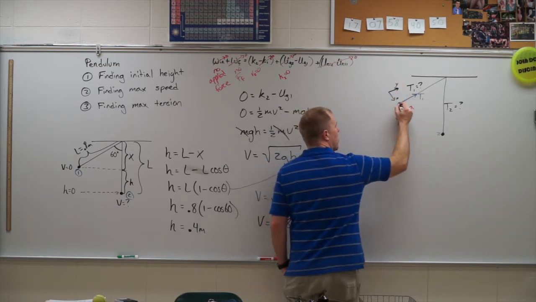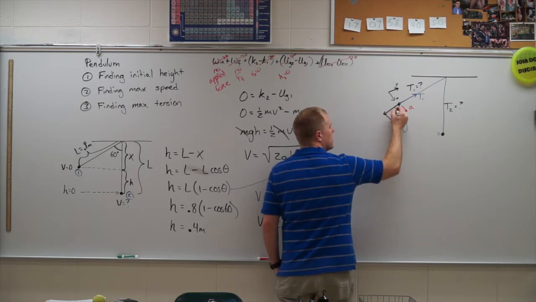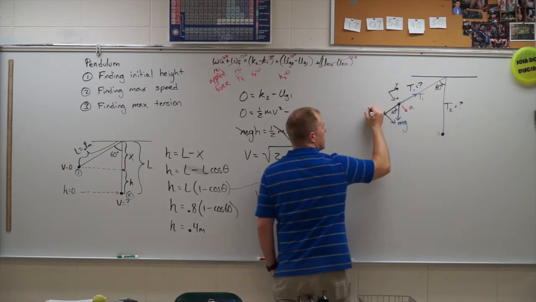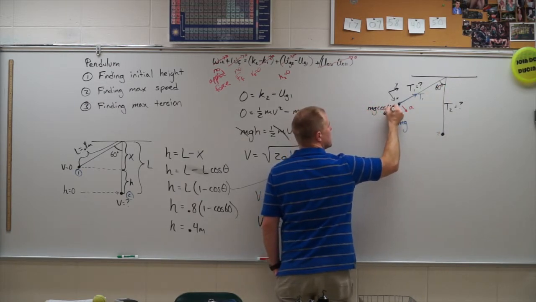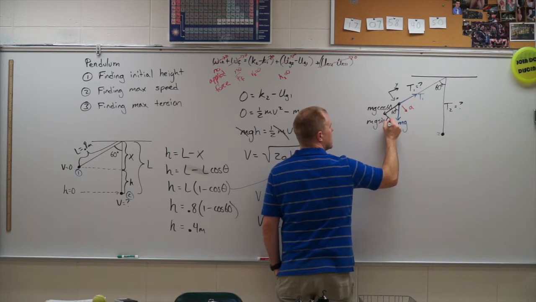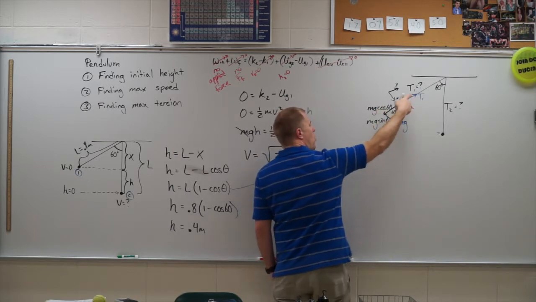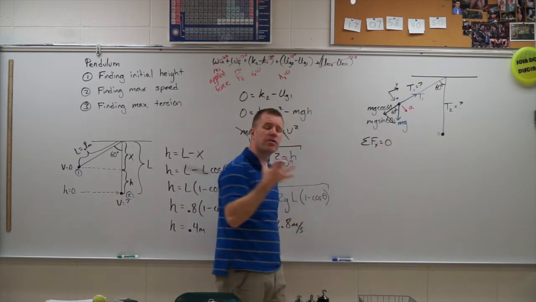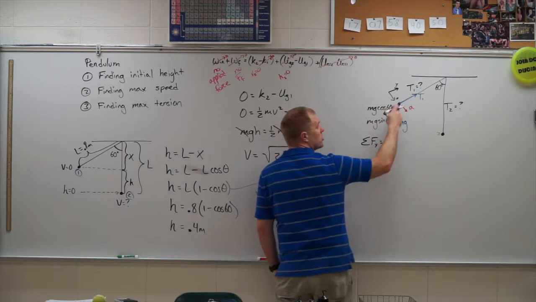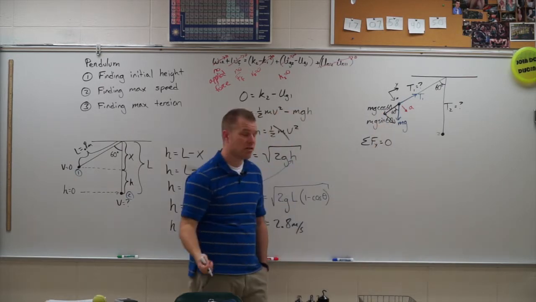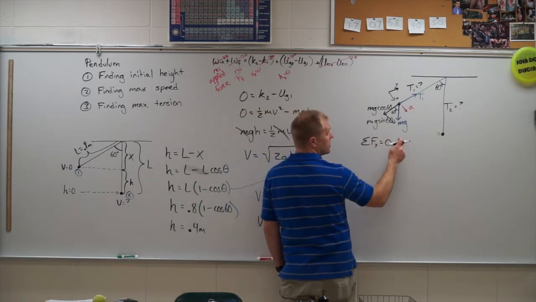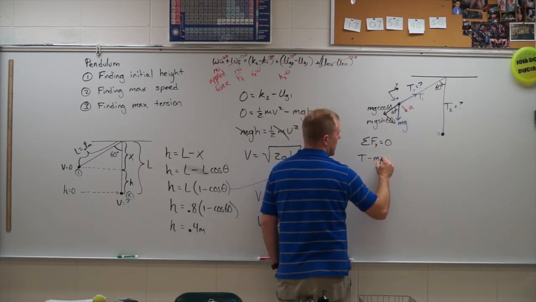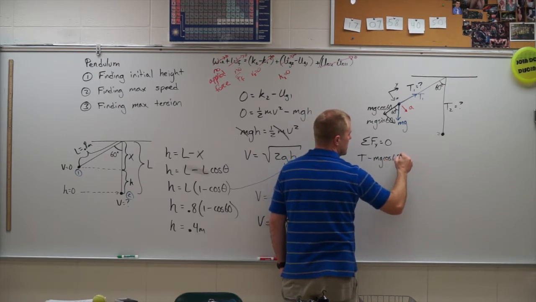And so that means I need to resolve mg into components, where this angle is my 60 degrees, the same as this angle here. And so I have mg cosine of 60 here, mg sine of 60 here. So the sum of the forces in my y direction here is going to be 0. Or if we're thinking circular, because it's not in circular motion, the sum of the forces in my radial direction is 0, because the centripetal acceleration is 0, because the speed is 0. And so here I have tension minus mg cosine of 60 equals 0.